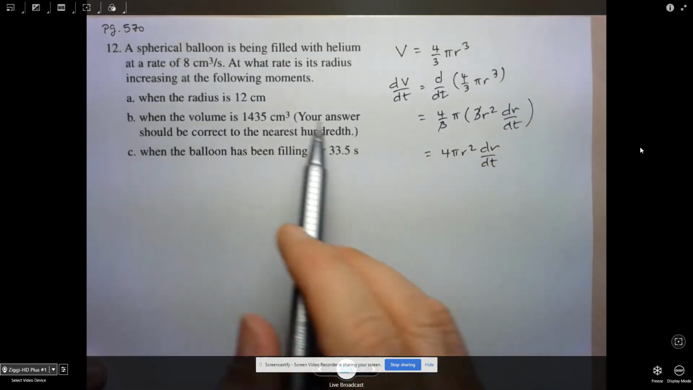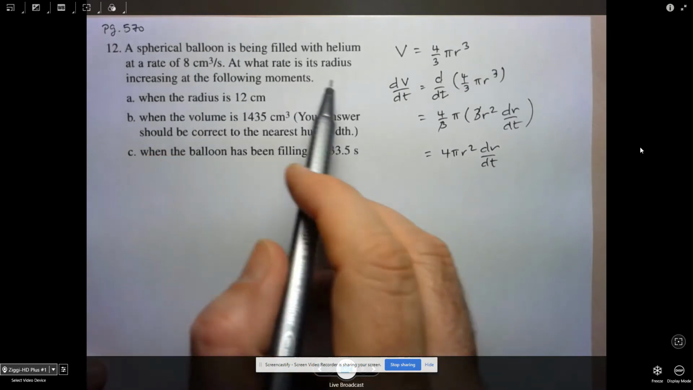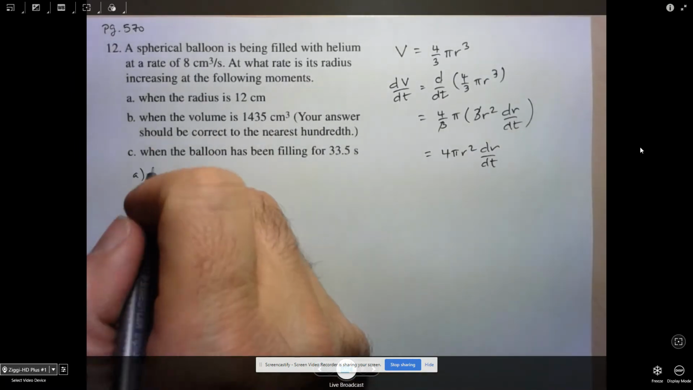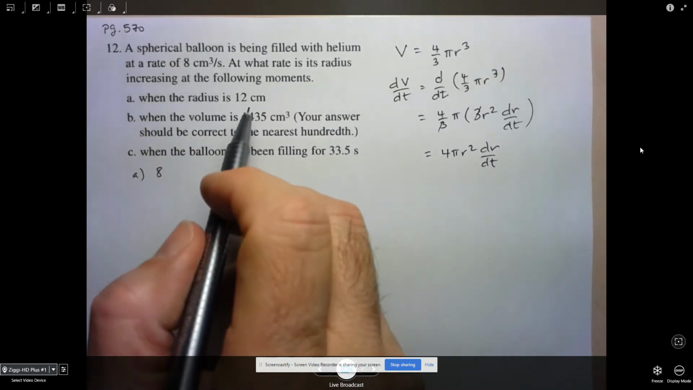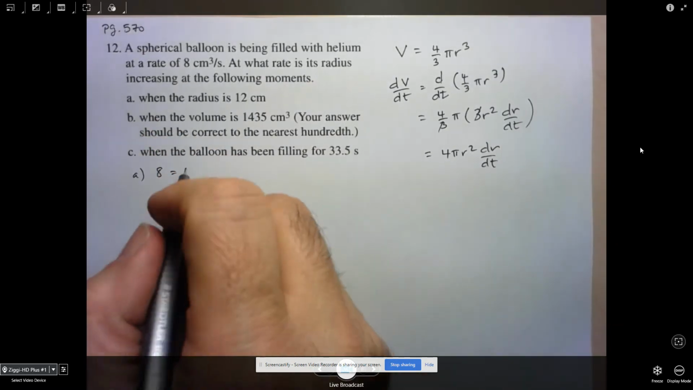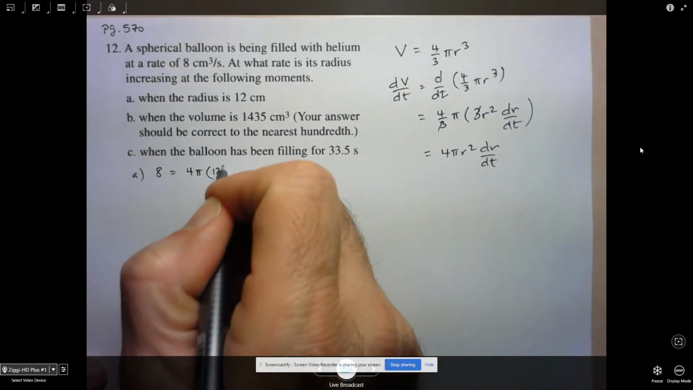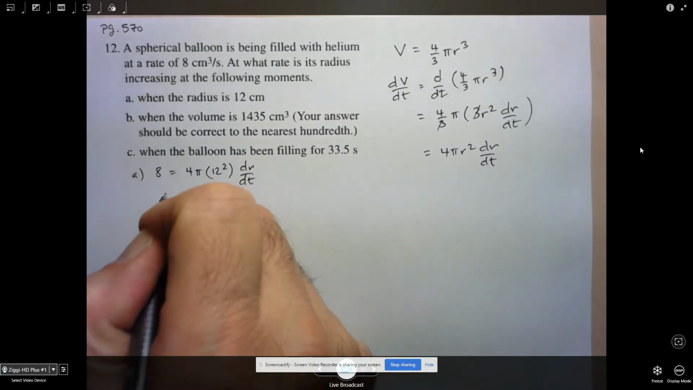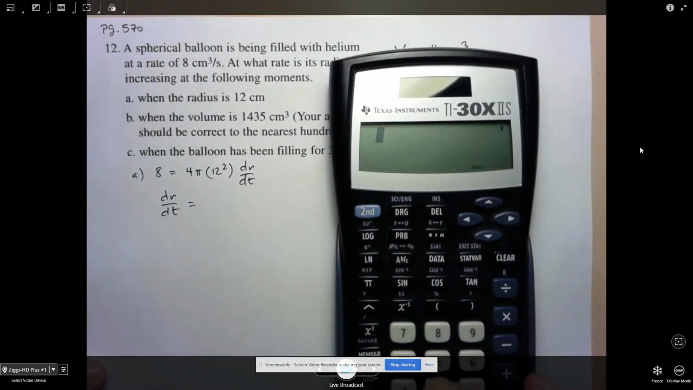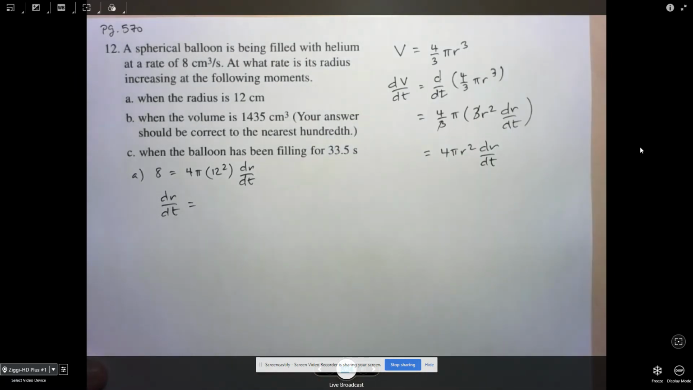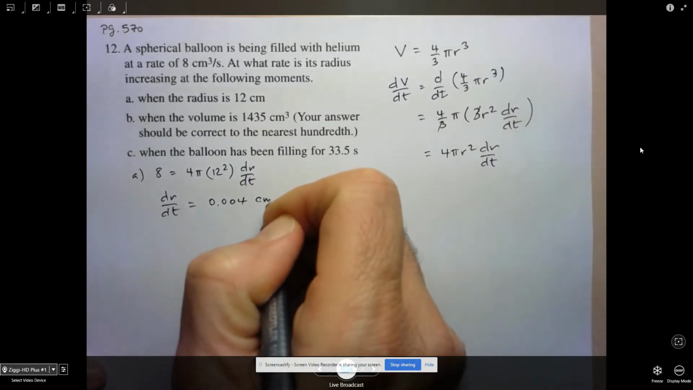So part A is pretty straightforward because they just give you the radius straight out. Don't forget that they also gave us dV/dt. So let's calculate that quickly. So the derivative of volume with respect to time is just 8. By the way, you should always take a look to see that the units are consistent. In this case here, they are. Okay, so that's 8 equals 4 pi times 12 squared, and then dr/dt. And so we'll calculate that in a second. Let's get our calculator out here. So what do we have? We have 8 divided by 4 times pi times 12 squared. Okay, and that gives us 0.004 approximately. Okay, so 0.004 centimeters per second.